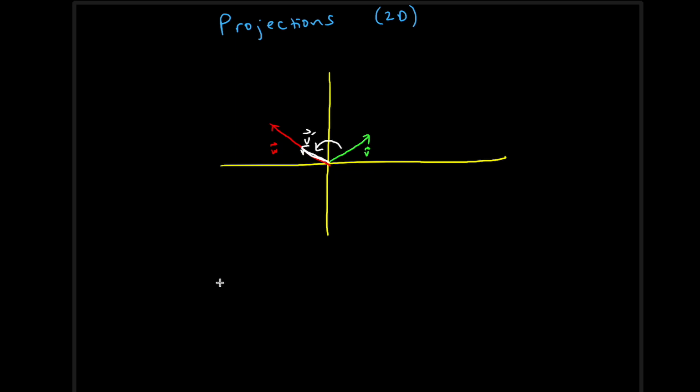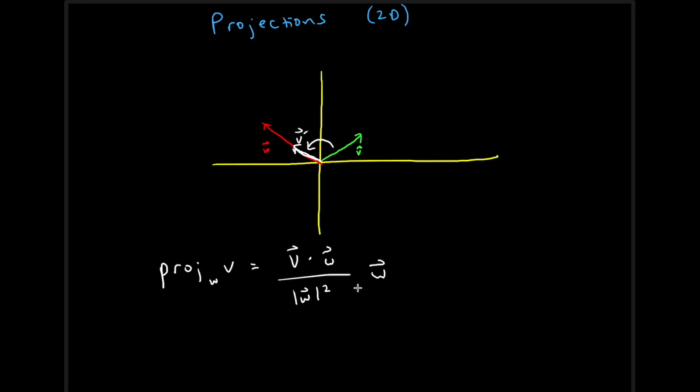Now, how do we do projections? Well, there's a nifty formula for this. The projection, proj, of v onto w can be written as the dot product of v and w over the magnitude of w squared times the vector w. Now, if you do not know what any of these things are, dot product or magnitude, multiplying vectors, then you should watch my first video, Fundamentals of Vectors.